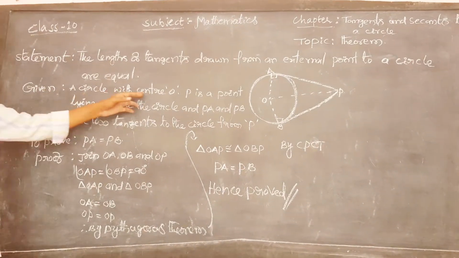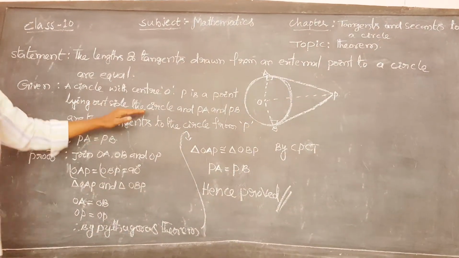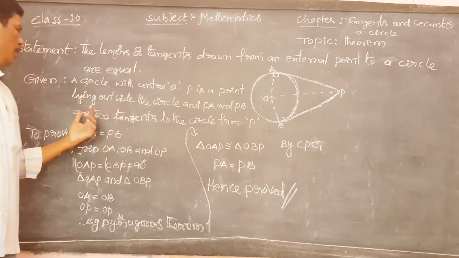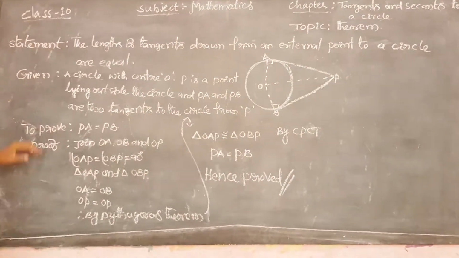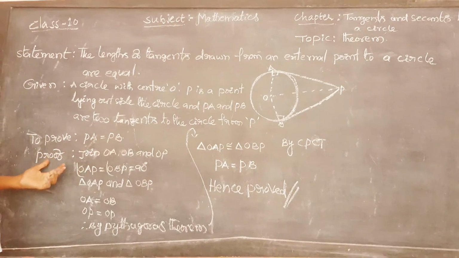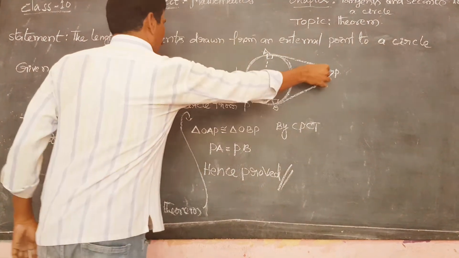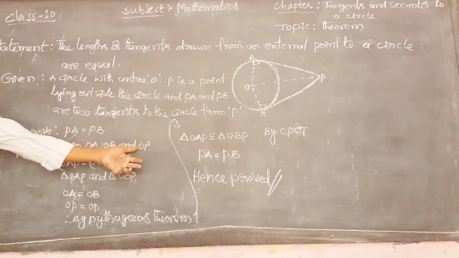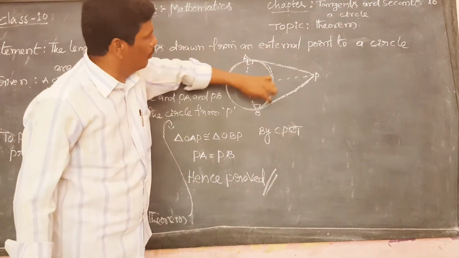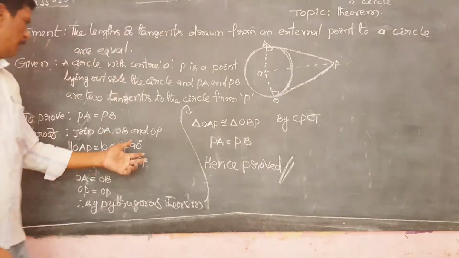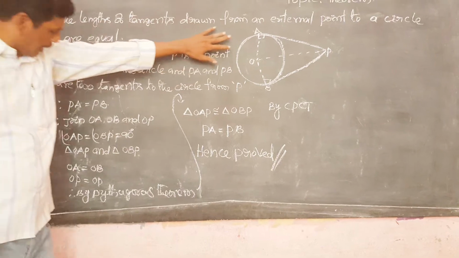Given a circle with center O. P is a point lying outside the circle, and PA and PB are two tangents to the circle from point P. To prove: PA equals PB. Proof: join OA, OB and OP. Angle OAP equals angle OBP equals 90 degrees. Triangle OAP and triangle OBP are two right angled triangles.